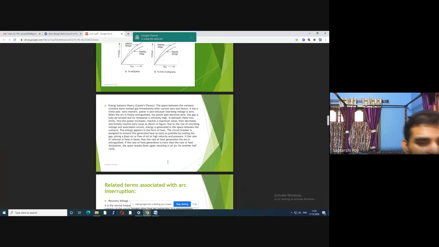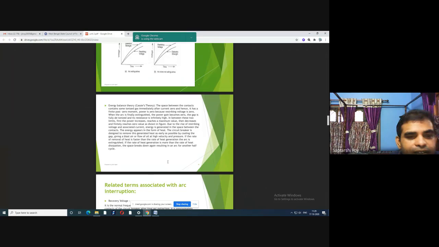When the arc is finally extinguished, the power gain becomes zero. The gap is fully deionized, and its resistance is infinitely high. In between these two limits, first the power increases and reaches the maximum value, and then decreases and finally reaches zero, as shown in that figure.